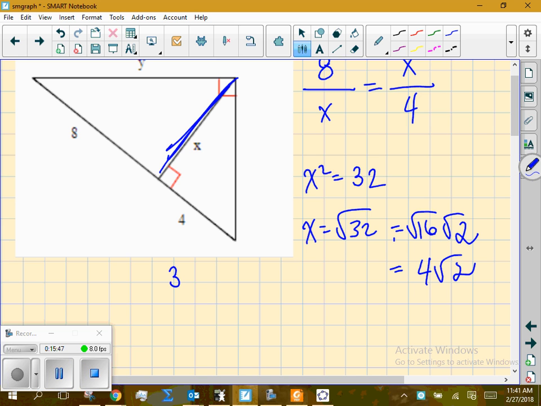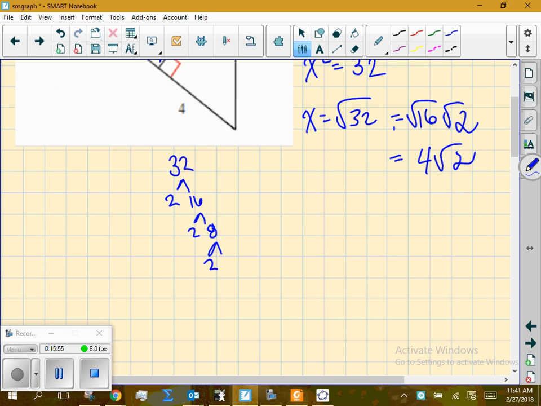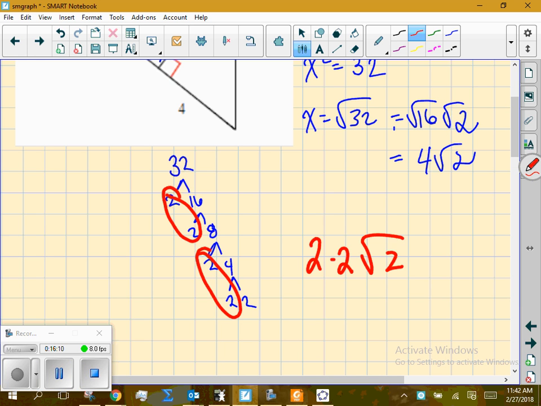You can do it this way. You can go 32 goes to 2 and 16. That goes to 2 and 8. That goes to 2 and 4. That goes to 2 and 2. Okay? And we can group them up. There's a pair of 2s, so it can come out in front. There's another pair of 2s. There's a 2 that doesn't have a pair, so it stays underneath. What's 2 times 2? 4. That's 4 right there. Okay?